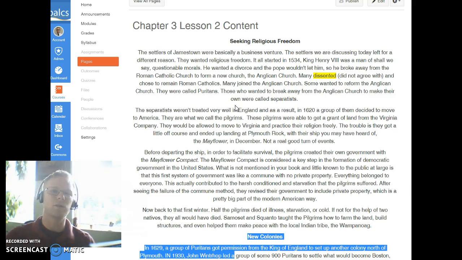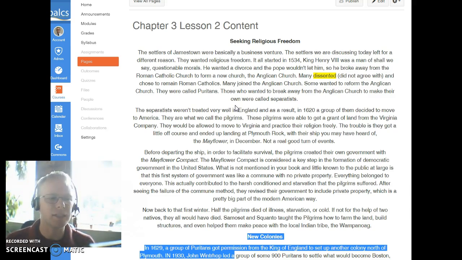Many dissented, or did not agree with that decision, and chose to remain Roman Catholic. A lot of people joined the Anglican Church. Some people wanted to reform this Anglican Church, and they were called the Puritans. They thought it should be better and stricter. And then there was another group of people who just wanted to break away and make their own church, and they were called Separatists because they wanted to separate.